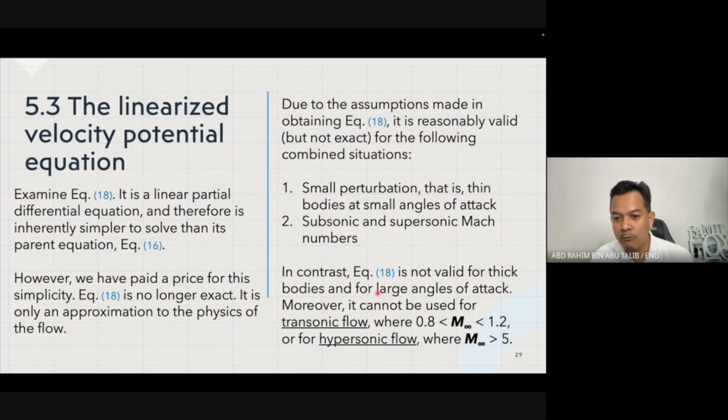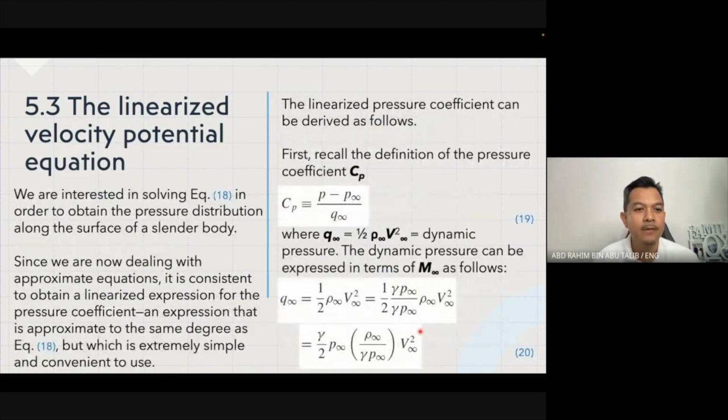And it is also not valid for large angles of attack. Moreover, it cannot be used for transonic flow. So that's why we only limit it up till 0.3 to 0.8 and more than 1.2 just now. Okay. So the transonic flow from 0.8 to 1.2 Mach number, or Mach number more than 5, is not being used. We cannot use it for these ranges of Mach numbers. All right. So those are the limitations.